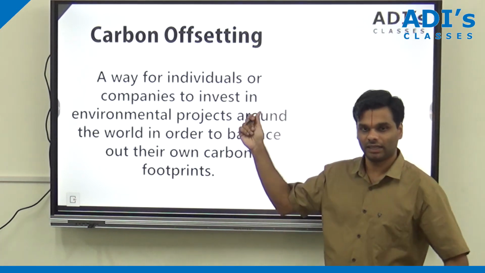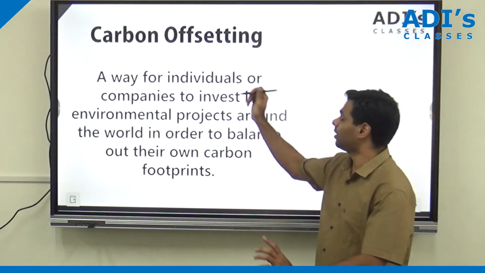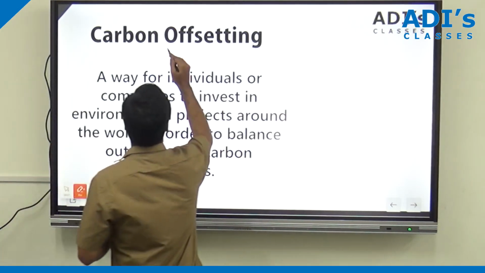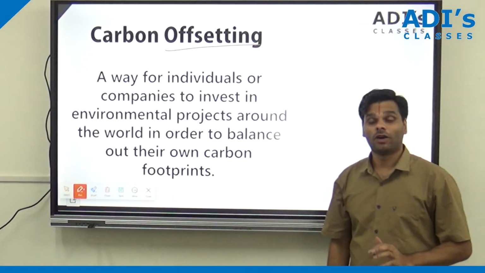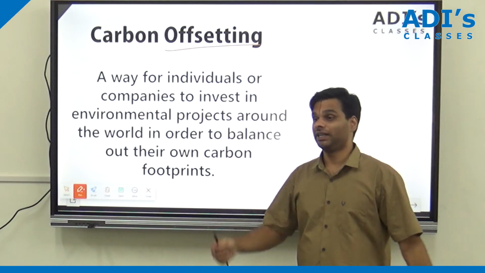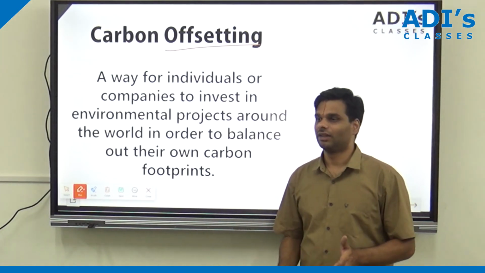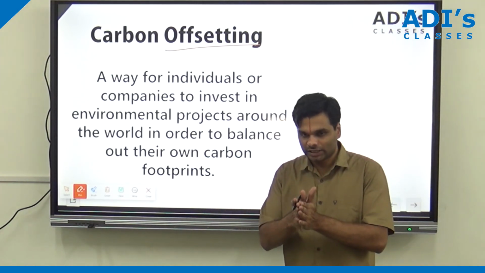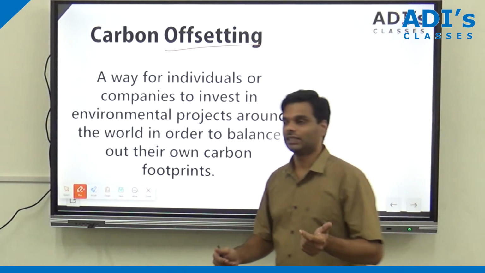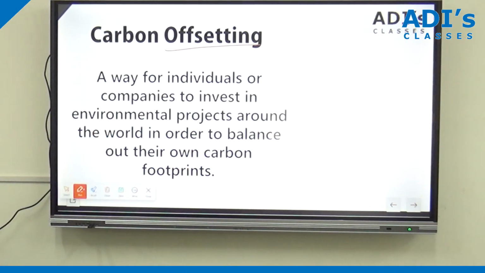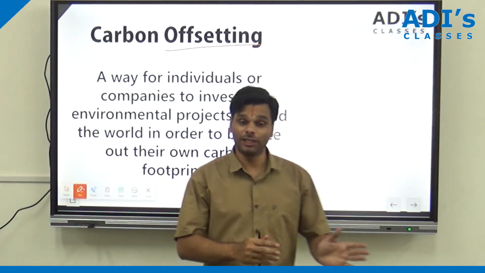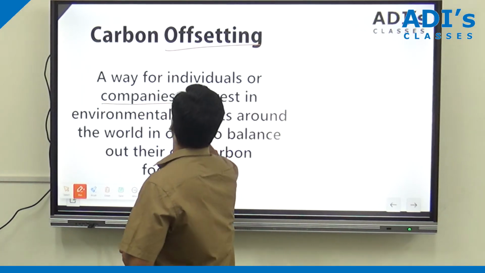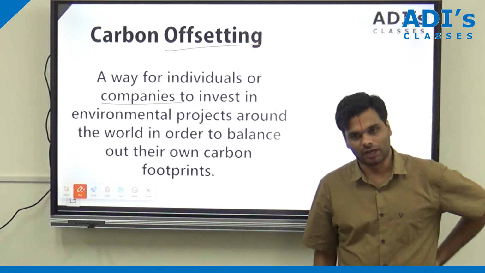You're not getting this. Either only this, the other one you understood? Okay, let's go slowly then. We'll just explain what is offsetting. What does offset mean? Have you heard offset printing? Okay, offset means it is shifting. Offset literally means shifting. So carbon offsetting you can say is shifting of carbon responsibility. So they are shifting the responsibility, and here individuals or companies can invest in environmental projects around the world.